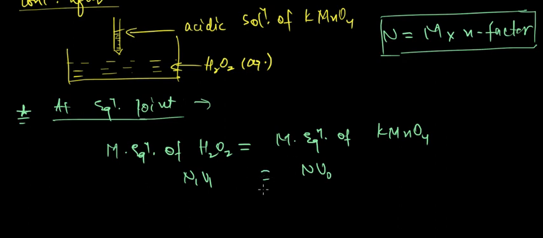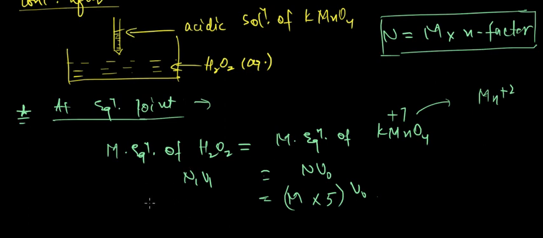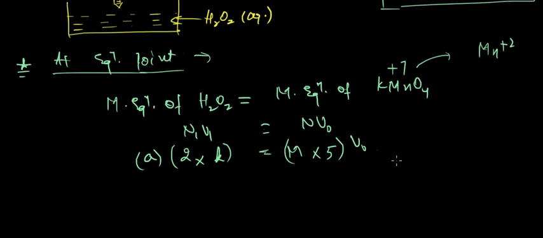Herein we can see that normality can be written as molarity into n factor of KMnO4. The n factor of KMnO4 would be 5 because Mn goes from plus 7 state to plus 2 state, so it would be 5 into V0. Similarly, normality here can be written as molarity, the initial molarity was A, and the n factor of H2O2 would be 2, and the volume of H2O2 required is a finite quantity and we are writing it as K. So we can see that A would be proportional to V0. The more volume required for the titration, the more was the initial concentration of H2O2.